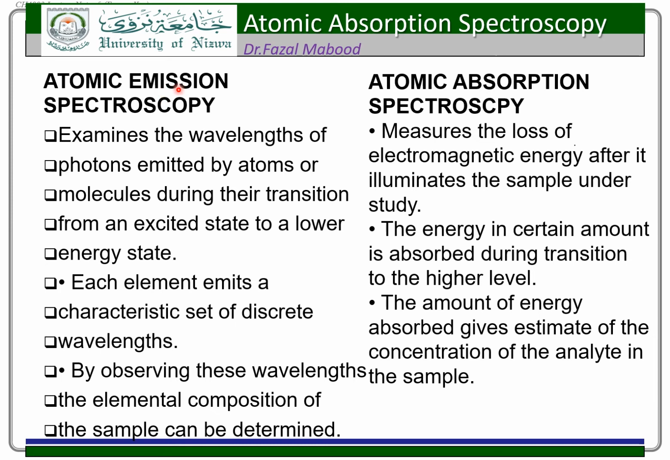Comparison between atomic spectroscopy, atomic emission spectroscopy, and atomic absorption spectroscopy. The first comparison: here we are measuring the emitted radiation, and here we are measuring the absorbed radiation. This is the de-excitation process, and here this is the excitation process.